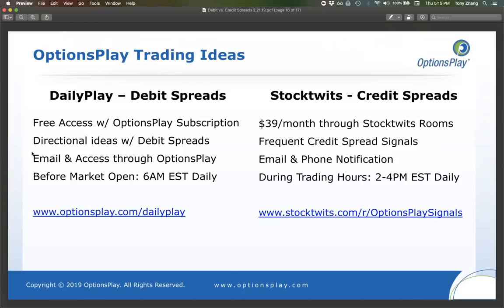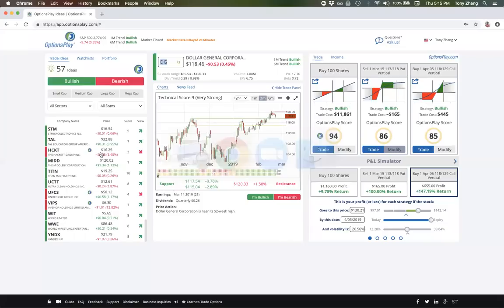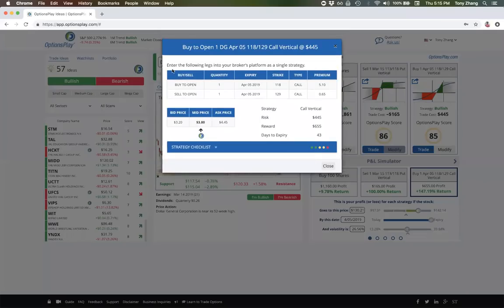How to enter orders. So you enter your order actually at your brokerage firm. So whatever order that you're looking to place, you hit the trade button and we will tell you how to enter this trade into your broker's platform. So you would still have to enter that into your broker's platform.